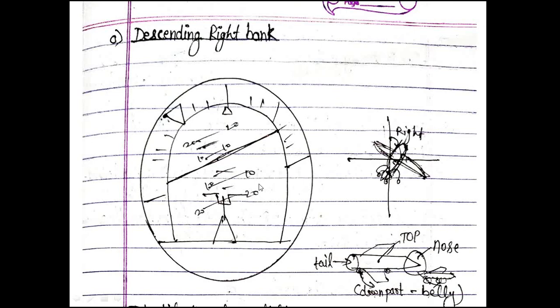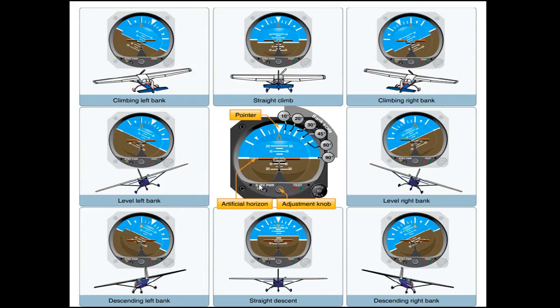This is the ground. Ground is more visible. Why? Because your aircraft is descending. It means it is losing height. Now, this is the color image of all the 9 topics which I have explained about artificial horizon, climbing, level flight and descending. Now this middle portion indicates level left banking, this indicates level flight.